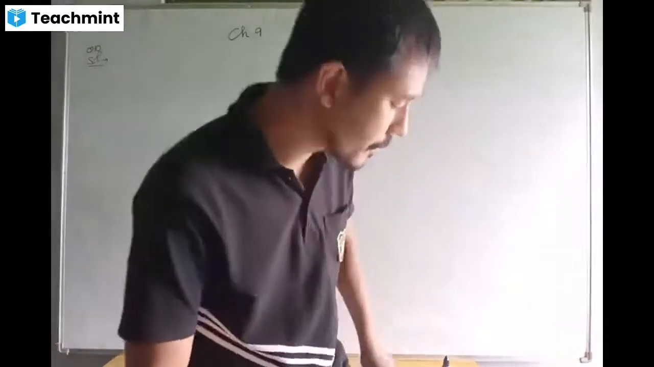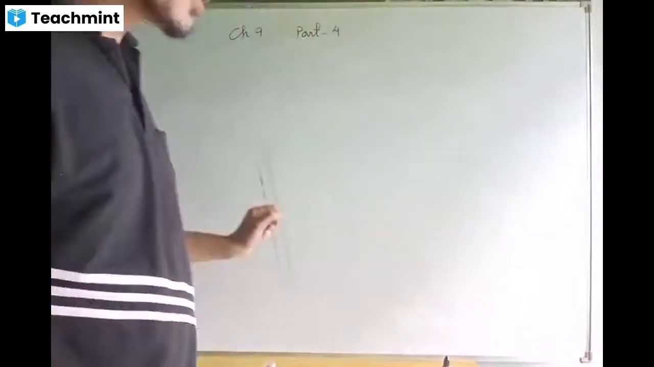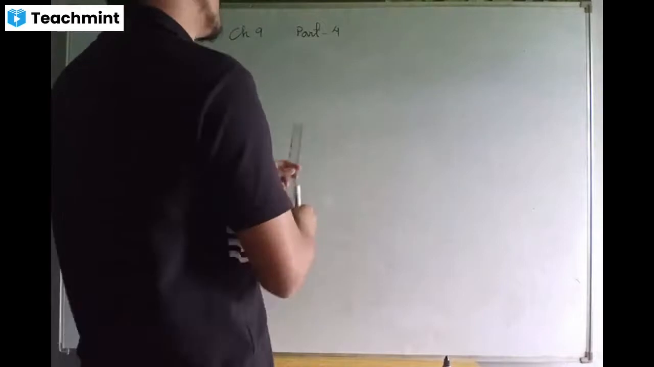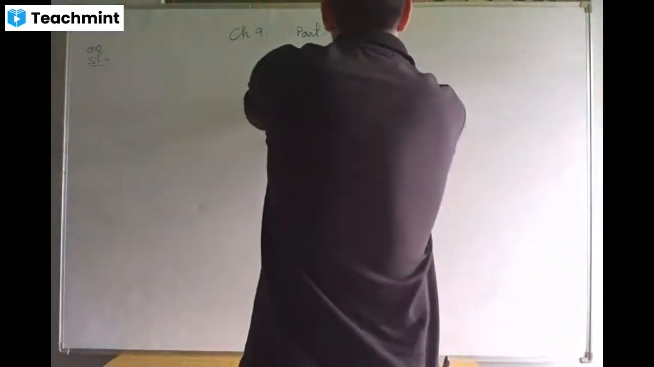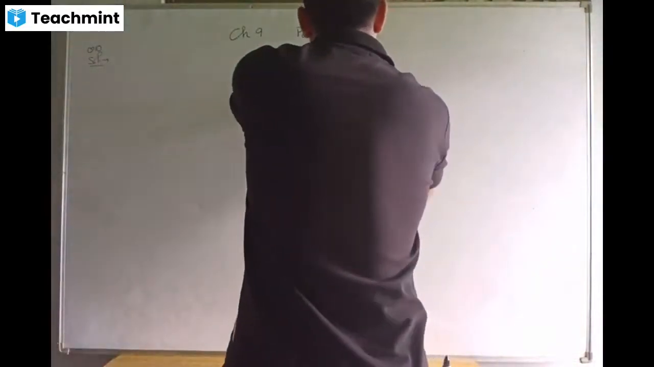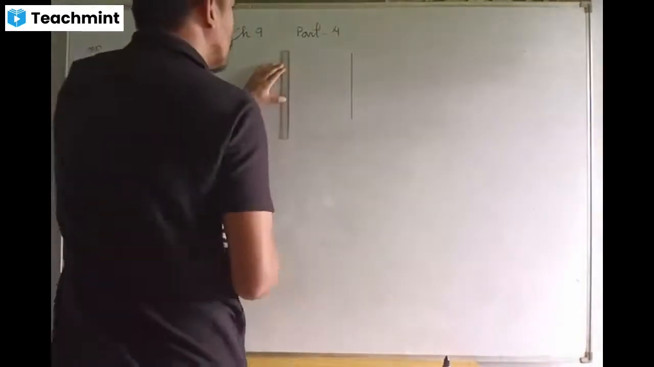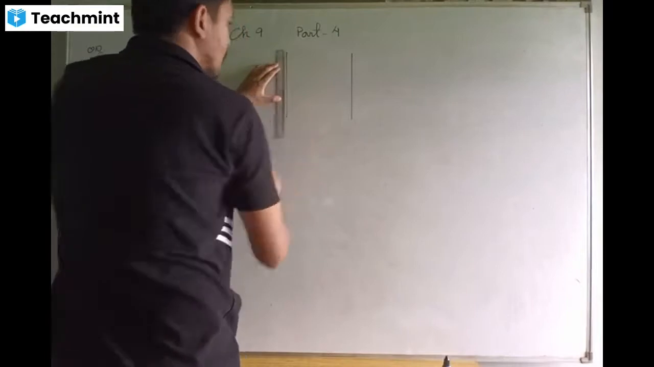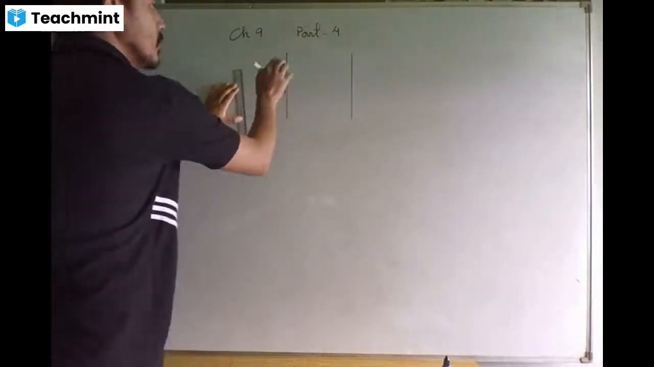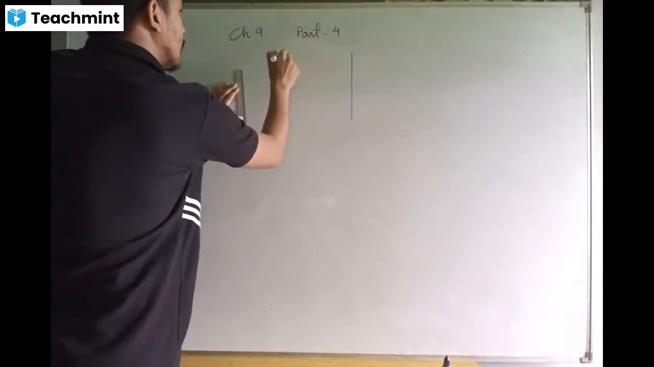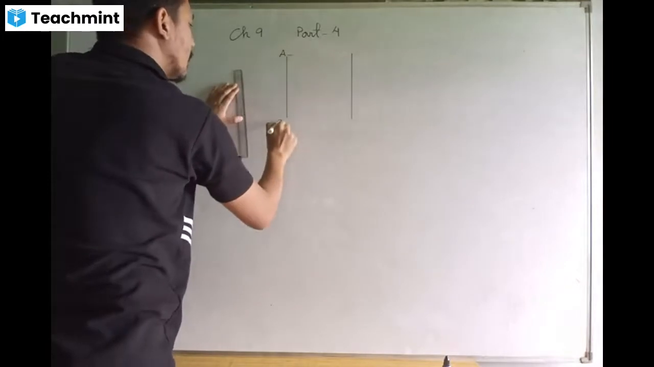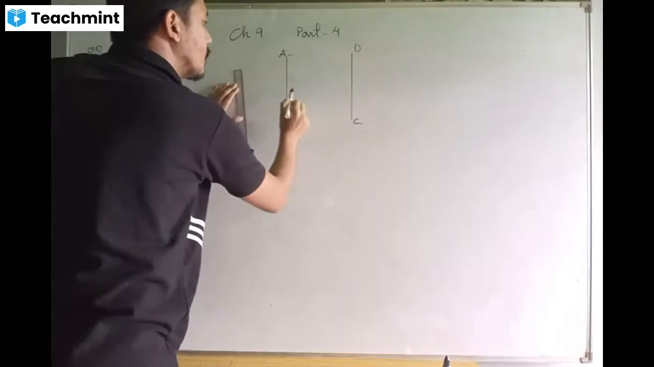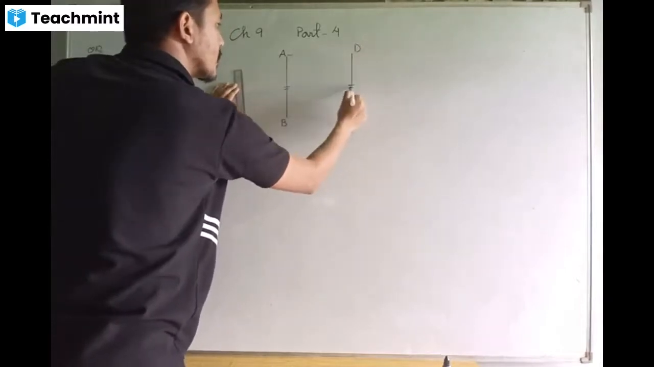Very simple here. There are two poles of equal heights which are standing opposite to each other. I'm going to draw that. So here, AB and CD are two poles of equal heights.